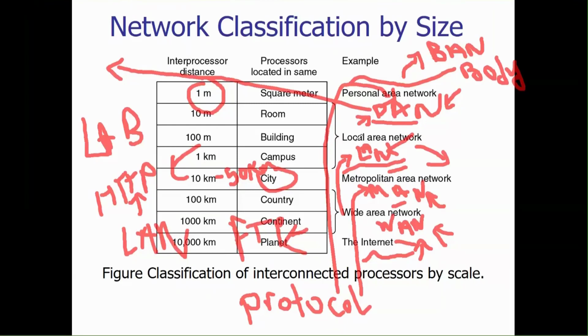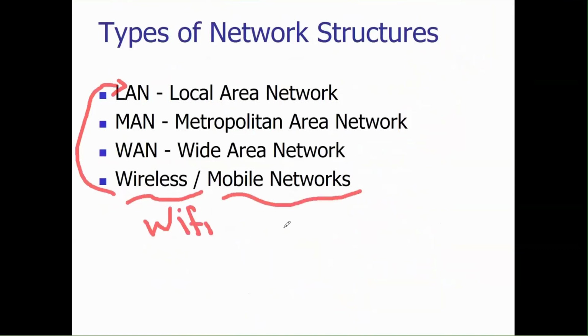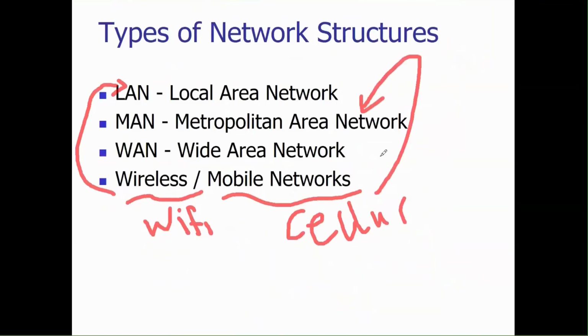Okay? Very good. So these are the different sizes. Again, LAN, MAN, WAN. Again, wireless, obviously, typically wireless is a LAN, wireless LAN, like Wi-Fi in your house, it's a LAN. Obviously, mobile networks, if you talk about cellular, obviously we're talking metropolitan, like within a city.